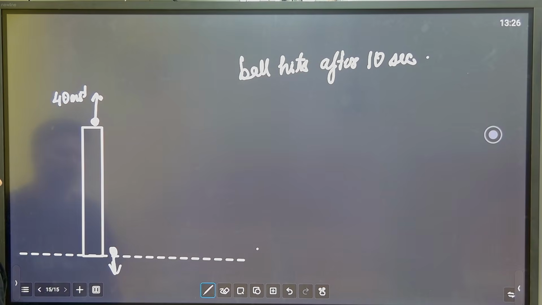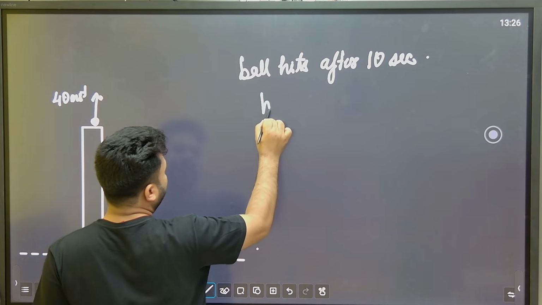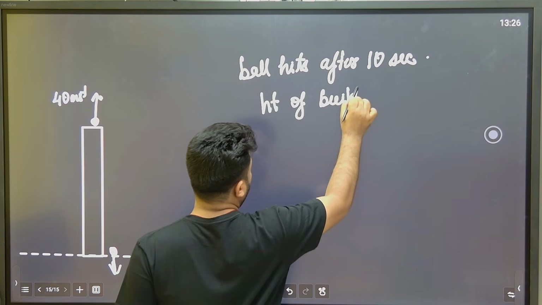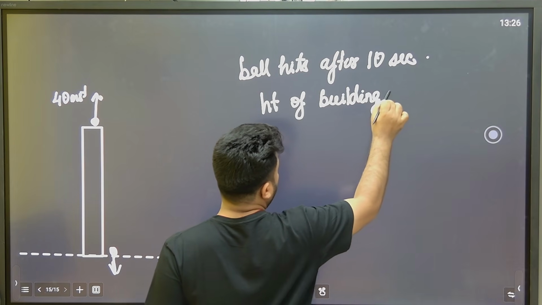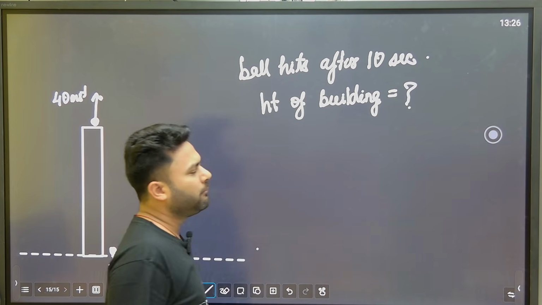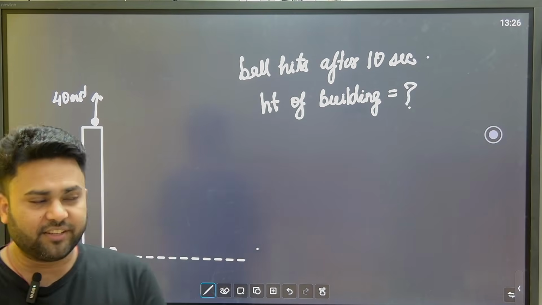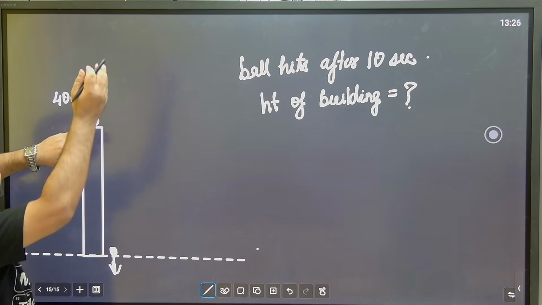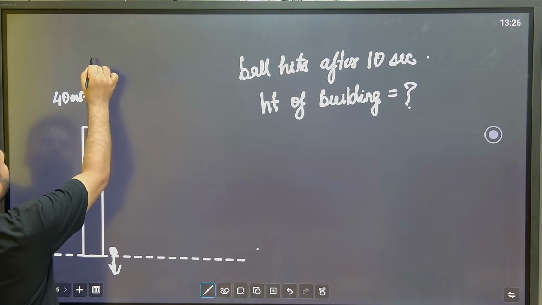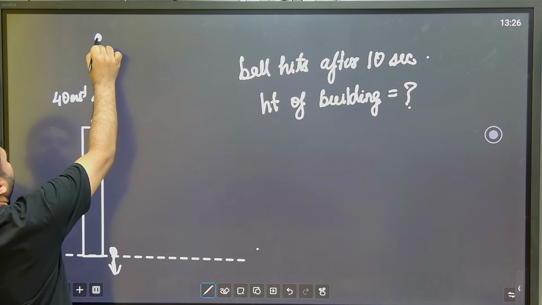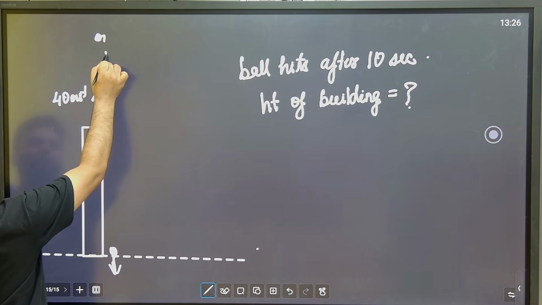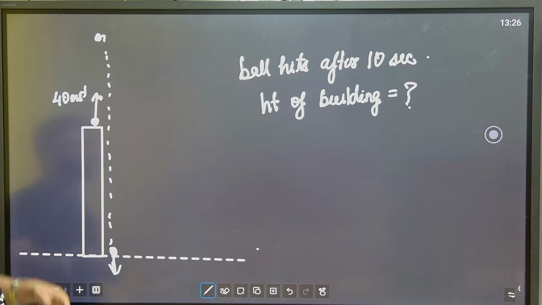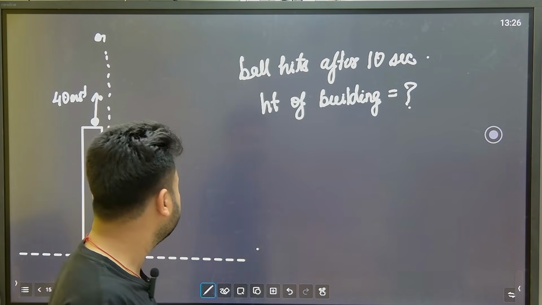They are asking, what is the height of the building? Hope this question is clear. So there is a building, you are playing on the terrace, you are projecting the ball up with 40 meter per second. What will happen? It will go up to the maximum height. Then it will come down, down, down like this, and it hits the ground after 10 seconds. They are asking the height of the building.